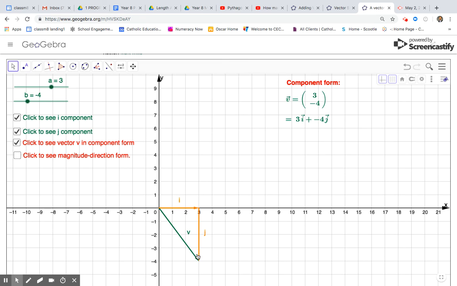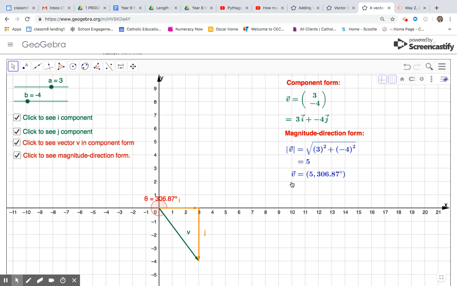If we think about the magnitude, that's a right-angled triangle, so it's going to be 3 squared plus 4 squared, which is 25, and then we're going to take the square root of that. So the magnitude is going to be 5. The direction is going to be this angle there, around about 300 degrees somewhere. And there it is. The magnitude is the square root of 3 squared plus (-4) squared, which is 5.